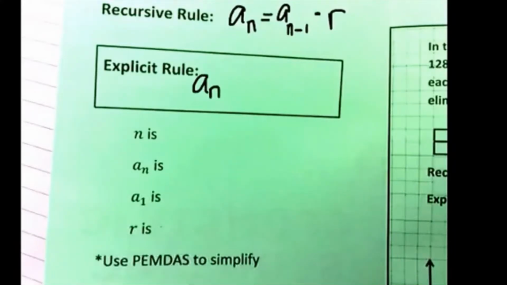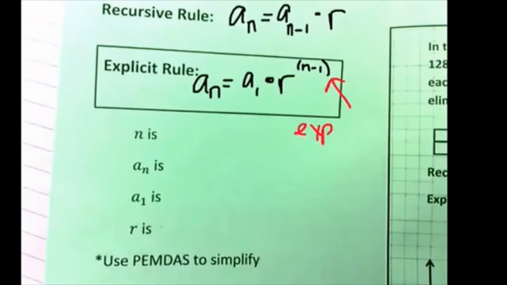The explicit rule starts again the same as it did for arithmetic: a sub n equals. This time, we're going to start with our first term, which is a sub 1, multiply that by the common ratio, and we do have the n minus 1 in here, but this time our n minus 1 is an exponent. So I'm going to put it up here above the r, so it's r being raised to the n minus 1 power. You may want to make yourself a note here, pointing to this, reminding yourself that it's an exponent. If you don't write your notation very clearly, you may think that you're distributing an r through a parenthesis to n minus 1, but in fact it's being raised to that power.